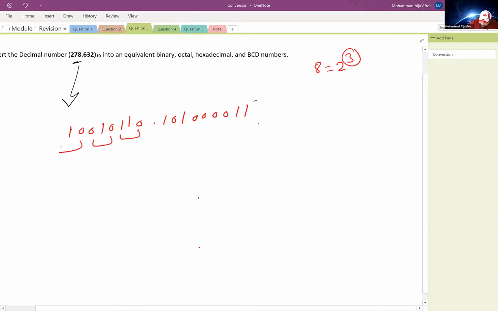And here I have nothing, so I add a 0 here. Similarly, this can be grouped, this can be grouped, and this can be grouped. So what is the equivalent of this one in octal?